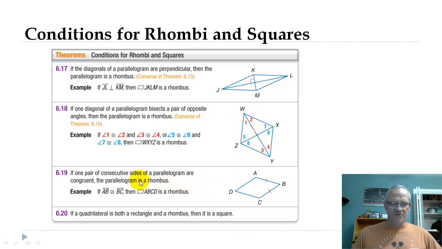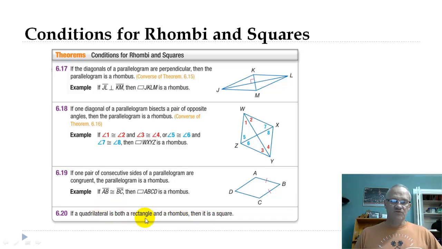Here's what I really wanted to mention, though: since all 4 sides in a rhombus are congruent, in order to know that you have a rhombus, all you have to prove is that 2 sides right next to each other are congruent. Because since it is a parallelogram, the opposite side will automatically be congruent, and the opposite of this one will be too. So if you know you have a parallelogram, all you need are 2 consecutive sides, which is kind of interesting. And then, of course, finally here, kind of what I was talking about before: if a quadrilateral is both a rectangle and a rhombus, then it's a square.